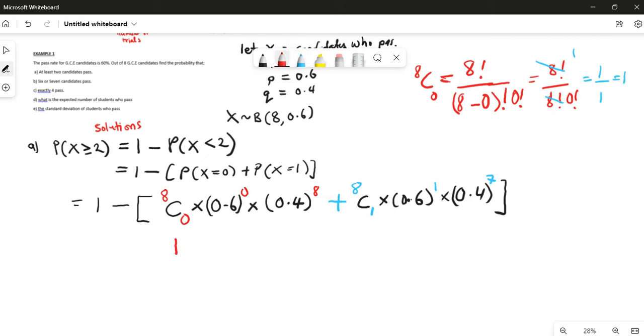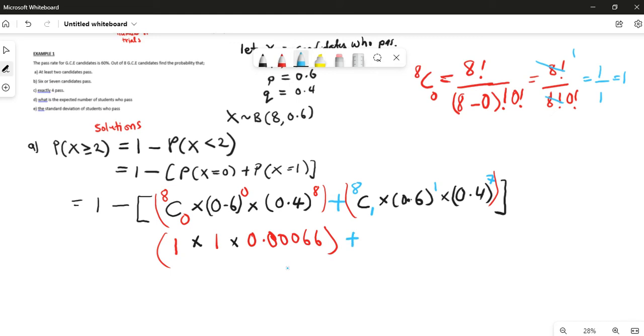So here we're going to put 1 multiplied by 0.6 to the power 0, that is 1, multiplied by 0.4 to the power 8. So we're going to get 0.0066. All right, this tabulation has to be done on its own. We put parentheses here and also here. All right, so we have a parenthesis here.